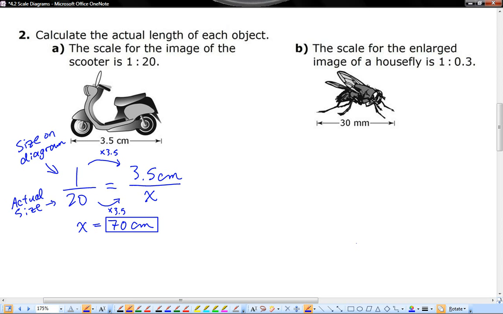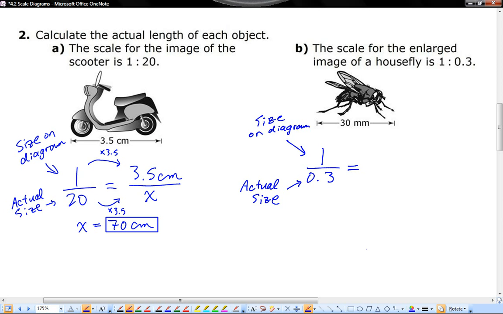So let's take a look at this situation, which is a little bit different. We have a scale of 1 to 0.3, which I can write as a fraction, 1 over 0.3. Again, the number that goes in the top is the size on the diagram, and the number that goes in the bottom is the actual size.